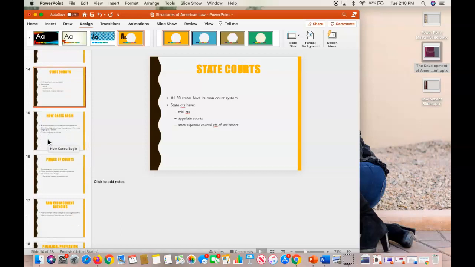All 50 states have their own court system. State courts hear all types of cases, from criminal cases to torts, to family law disputes and property disputes, to name a few. State courts are broken down into trial courts, which is the first level, appellate courts, which is the second level, and state supreme courts or courts of last resort, which is the last level.